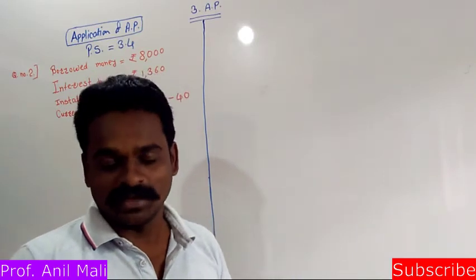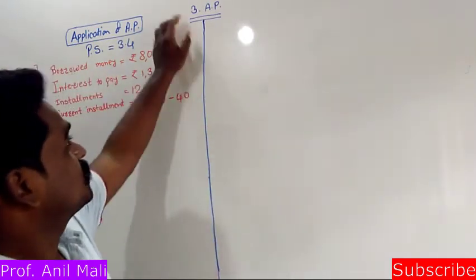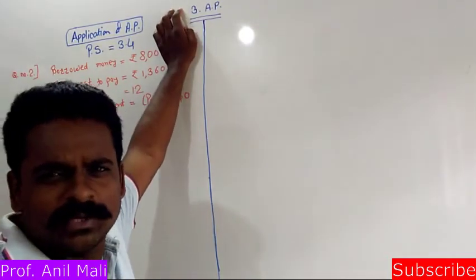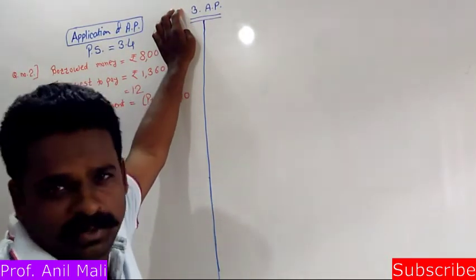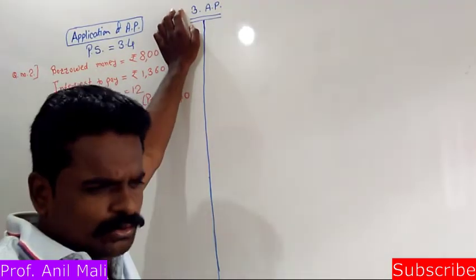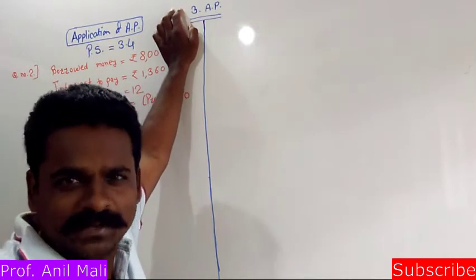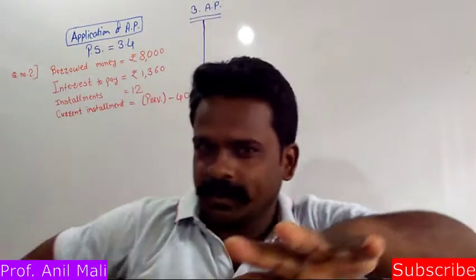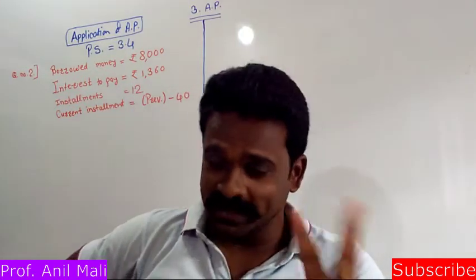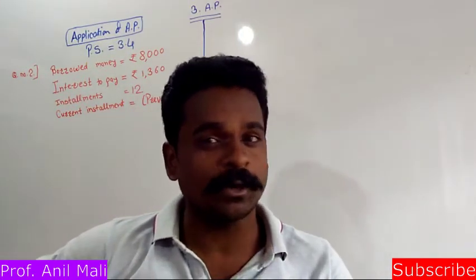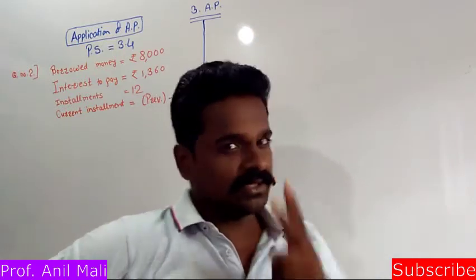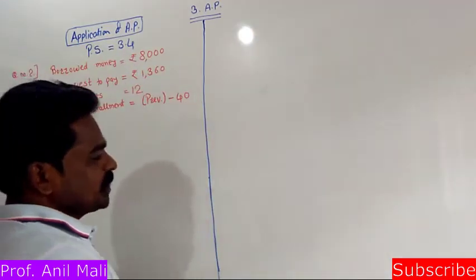So I'm welcoming you once again to the chapter arithmetic progression, and today we are going to discuss the next problem from your practice set number 3.4. Practice set 3.4 is a complete application of arithmetic progression. Basically there are two very important formulas, and again I'm telling you that you should be clear with those two formulas. So which are the two formulas?